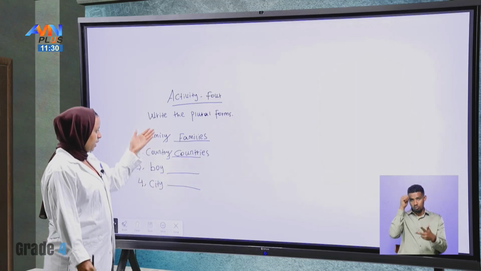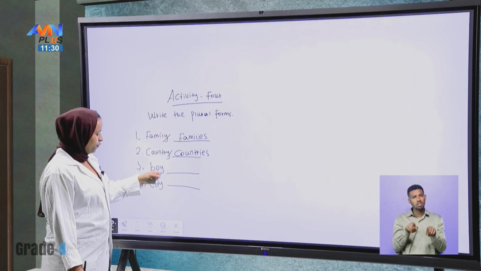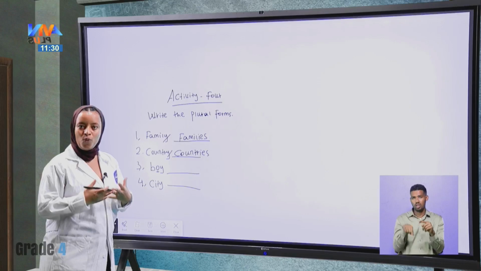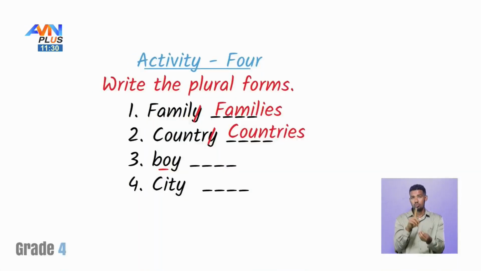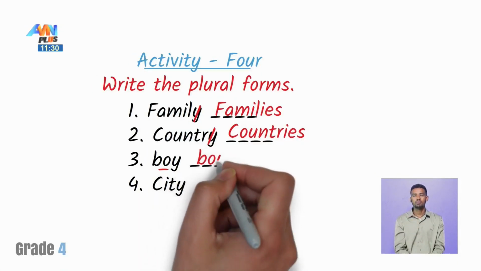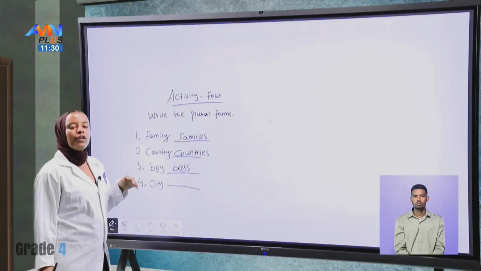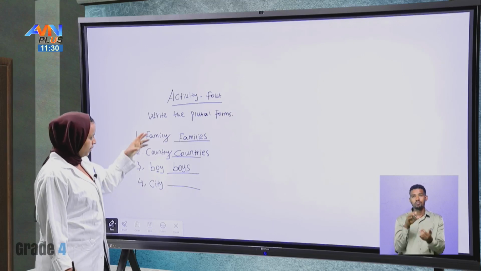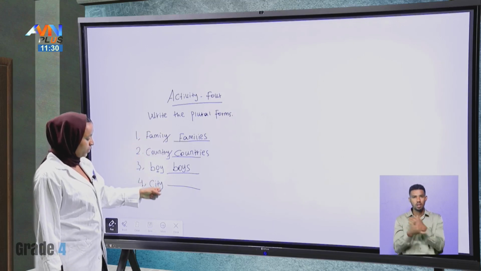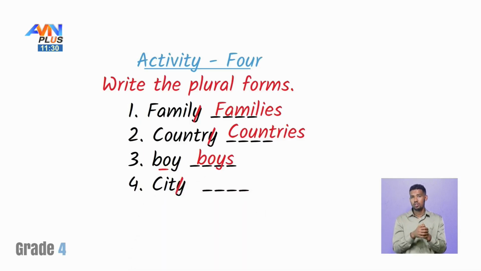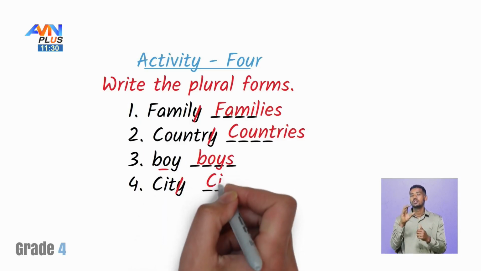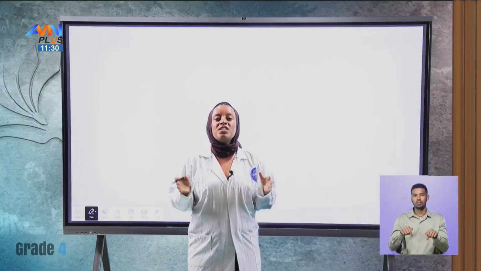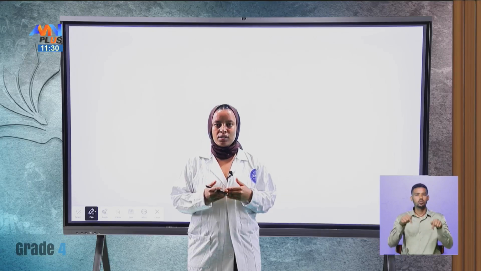Here is boy. It looks the same as this example, but before Y there is a vowel O, so we can't cancel Y. Easily add S. Boy, boys, like toy and key. Here is city, like the same as family and country, ending with Y. Cancel Y here: cities. City, cities.